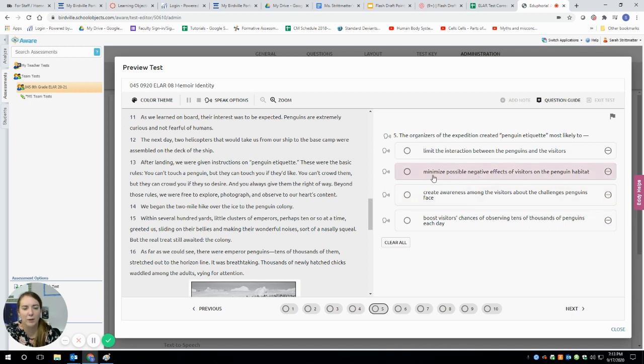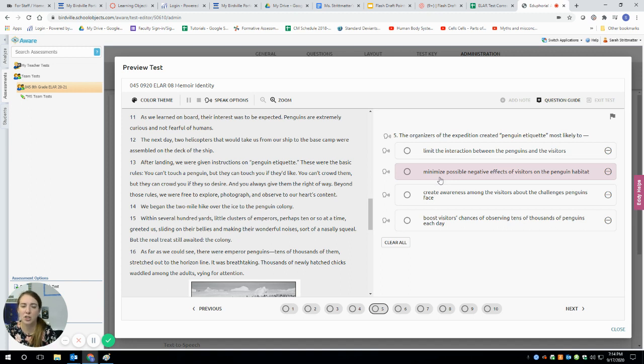Let's go check for a better one. B, minimize the possible negative effects of visitors on the penguin habitat. Well, yeah, I think that's going to be our best answer, but let's check. Create awareness among the visitors about the challenges penguins face. No, those rules aren't about challenges. Boost visitors' chances of observing tens of thousands of penguins each day. Well, I mean, maybe if they're not scaring them off, but they specifically said right here, if we read the whole passage, penguins are extremely curious and not fearful of humans. So your best answer is actually going to be B.